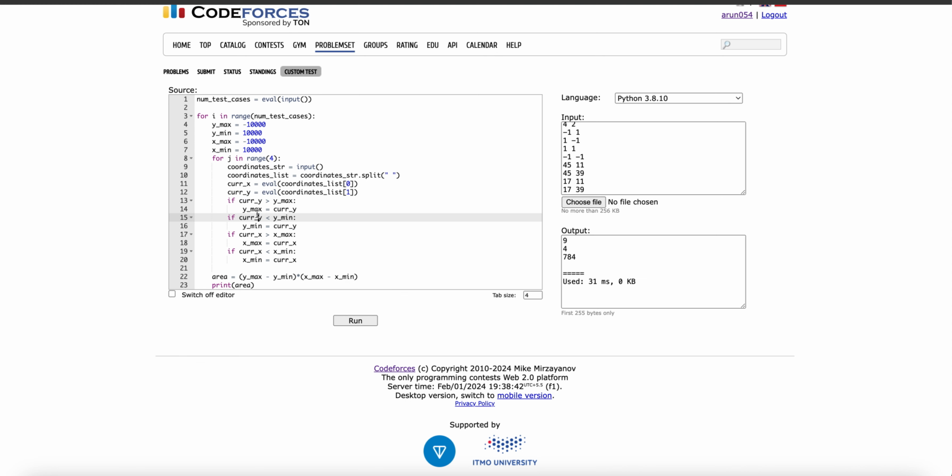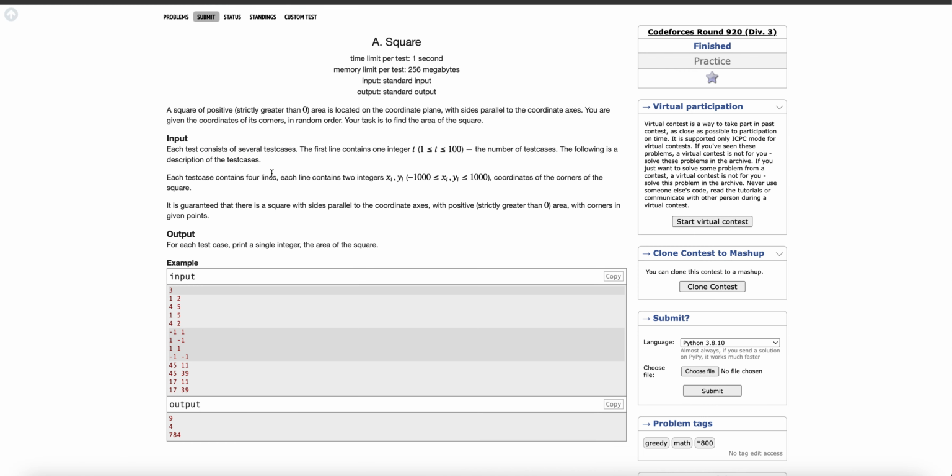Here, if you see, I have initialized the max and min values of both x and y with minus 10,000 and 10,000 correspondingly. So this is an important step. So why am I explicitly doing this with 10,000? Why don't I take just 0 or something like that? The reason behind this is, if you go back to the question, it is given that x and y will range between minus 1000 to 1000 only, right?